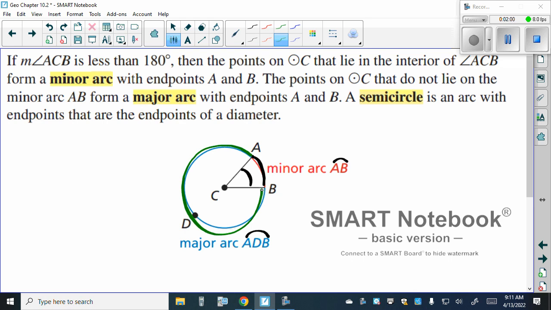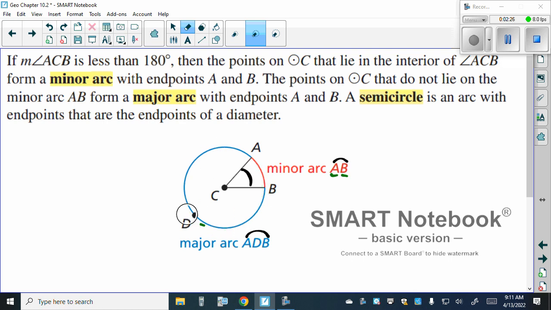Now to get the major arc, we use three letters, because we're starting at A, going through D, and finishing at B. The first and last letters are the start and finish. So AB says I'm starting at A and finishing at B, and since there's only two letters, I'm going the shortest distance. For major arcs, when we use three letters, I'm starting at A, going through D, and finishing at B. Just like with angles, how we traced it out, arcs are the same thing. The first letter is where I start, the last letter is where I end.